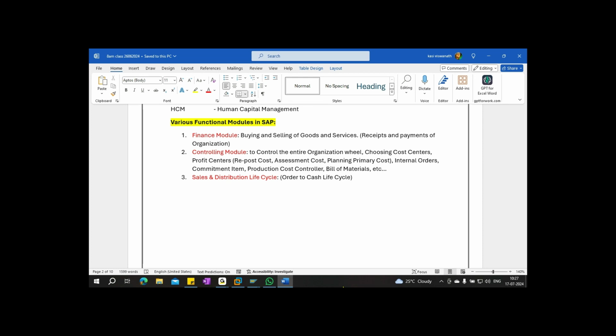In general, what is the importance of finance? Buying and selling of goods and services. In other words, receipts and payments of the organization.